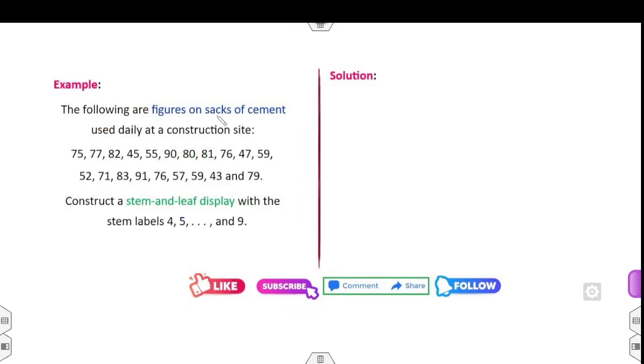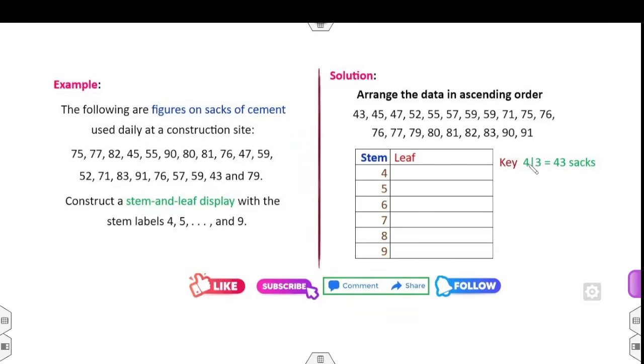The following are the figures of the sacks of cement used daily at a construction site. Construct the stem and leaf display with stems of 4, so that means the stem is a single digit. Stem is the first number, leaf is the second number. So firstly write the data in ascending order. So the first number is 43, representing 43 sacks. Now what are the leaves corresponding to the 4?